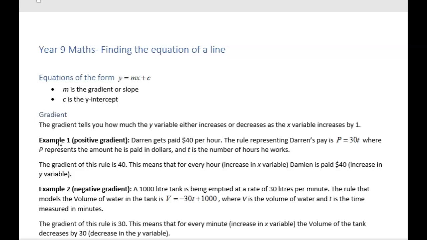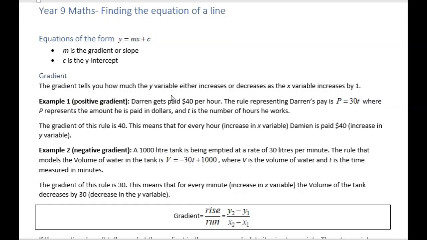Now, it's important to remember that m is the gradient or slope, same thing. C is your y-intercept. So you can see here in our equation, m, which is the number in front of the x, and c, the number by itself, are your gradient and your y-intercept. Now, this is only true if your equation was in this form, okay? It must be in y equals. If you have it in another form, don't think that just the number in front of the x is going to be your gradient, because it's not.